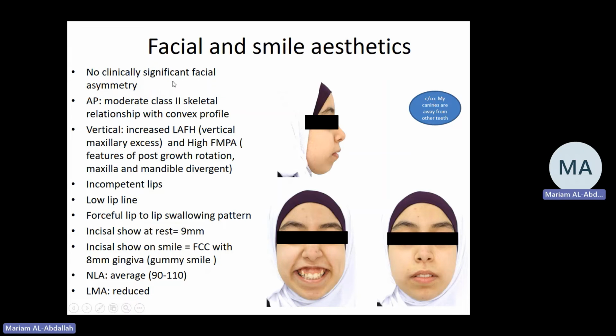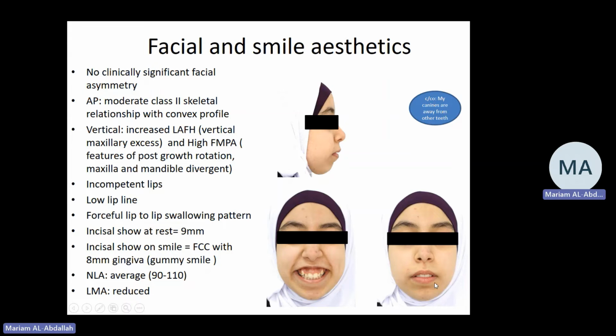So this is normal. Anterior-posteriorly, the patient is showing class 2 skeletal pattern with convex profile, so this has to be part of my problem list. Vertically, the patient has increased vertical proportions, high Frankfurt mandibular plane angle, and this is due to posterior growth rotation. The lips at rest are incompetent. The lower lip line is low, and incisal show at rest is about 9 millimeters, and on smile there is about 8 millimeters of gingiva show in addition to the full clinical crown. So this is not normal, so we have to mention this on our problem list.